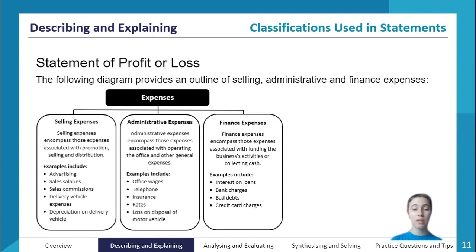Administrative expenses is about operating the office and other general expenses that go into a business functioning. So office wages, telephone, insurance, rates, those sorts of things. And finance expenses are associated with funding the business's activities or collecting cash. So you've got interest on loans, bank charges, bad debts, and credit card charges.